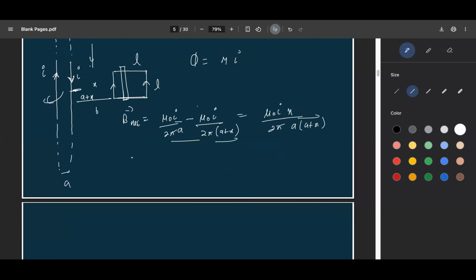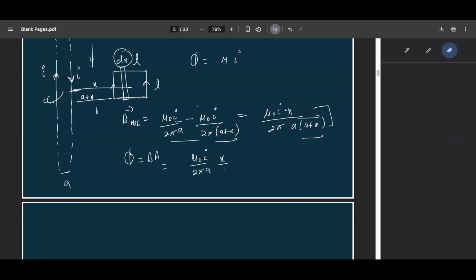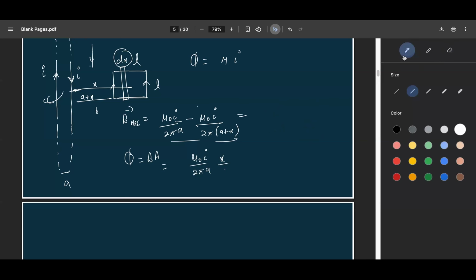How to calculate flux? Magnetic field into area. What is this area? If you are at some distance x, you are keeping a strip of width dx. So what is this? Mu naught I divided by 2 pi a x divided by... look, one thing. This integration is harder to do as compared to this. So I will actually keep that in the previous form. This form is easier to solve.